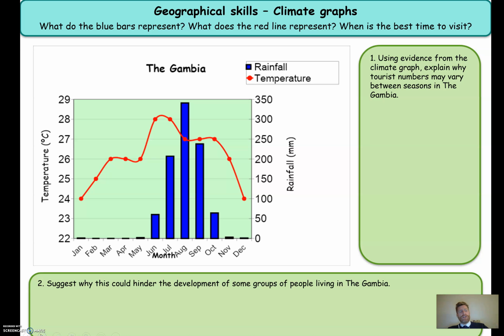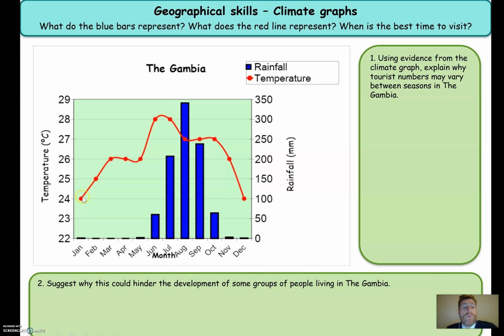Before we launch into more information about the Gambia and why people visit, I thought it'd be good to look at a climate graph for the Gambia and to see how good your graph skills or your data analysis skills are. So over here we've got a climate graph for the Gambia. Climate graphs have two different axes. So on this side it shows the temperature, and the temperature is the red bar.